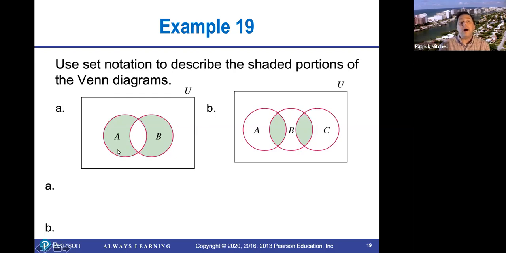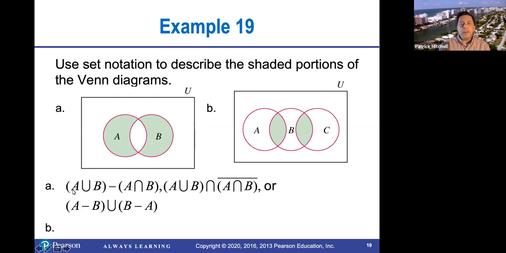All right, so here we have all elements that belong to A or B, but not both, all right? So that kind of suggests this first answer to me. The complement of A intersect B relative to A union B. So everything that belongs to A or B, but does not belong to both, okay?